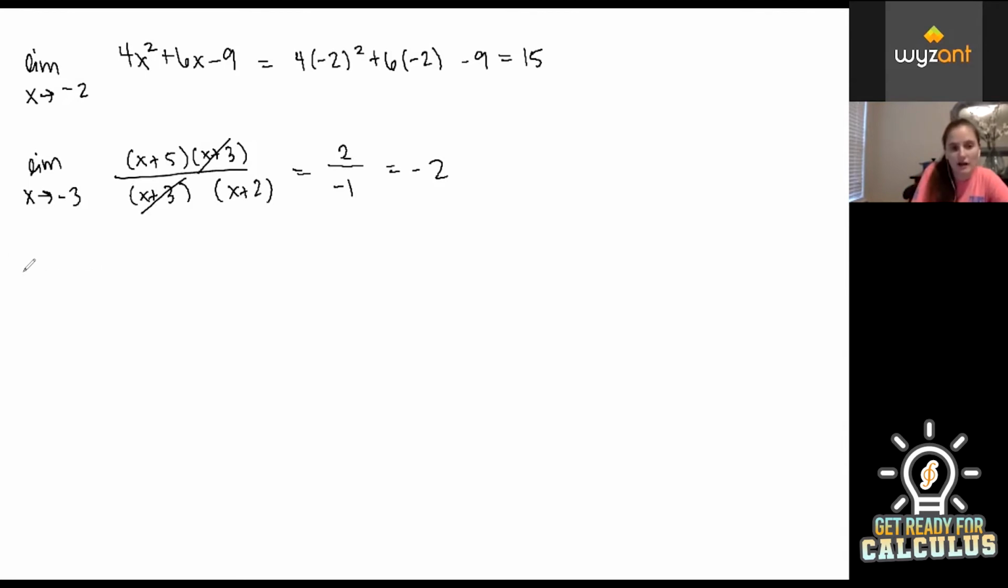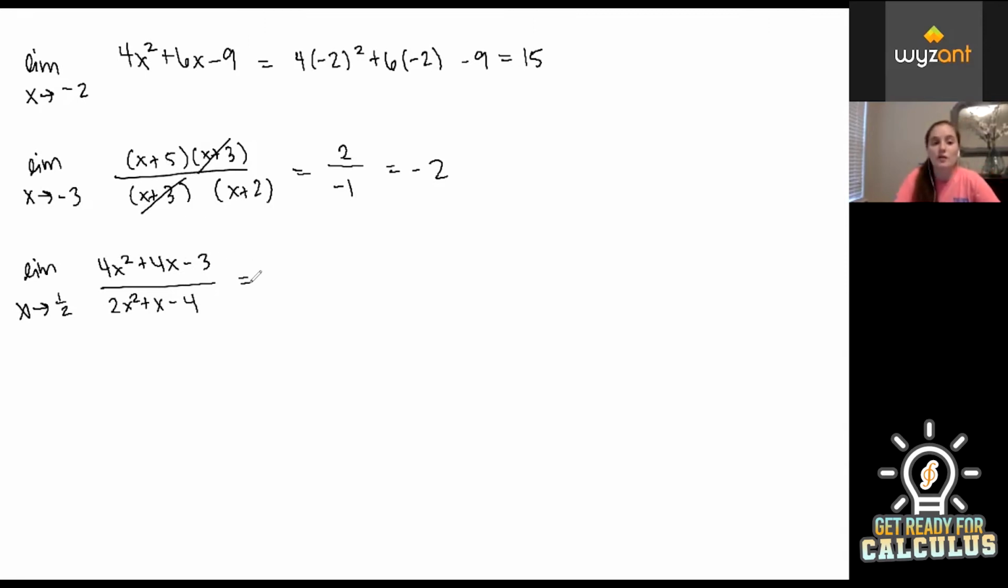Let's try another one. Let's say limit as x goes to 1/2 of 4x squared plus 4x minus 3 all over 2x squared plus x minus 4. It's very good to brush up on your factoring by grouping or doing the guess and check method, or however you learned how to factor for this unit, because you're going to be factoring a lot.